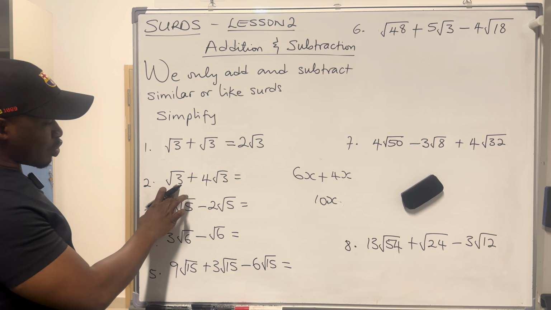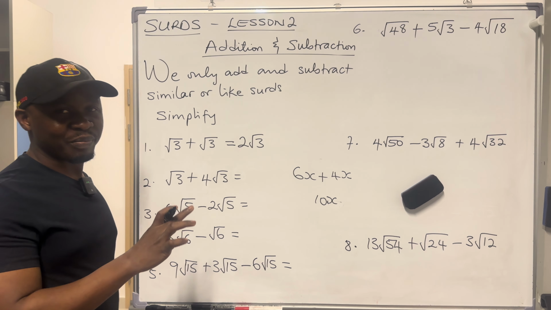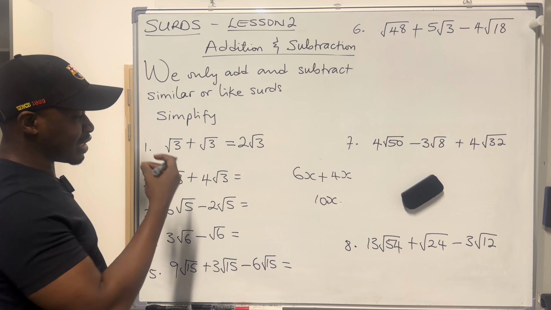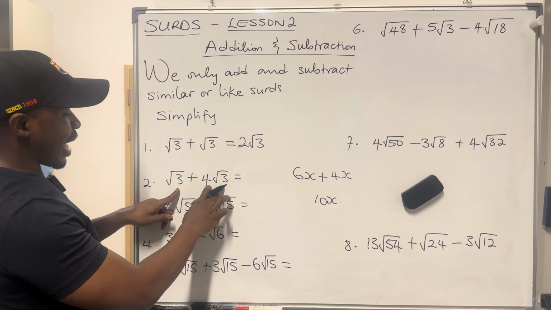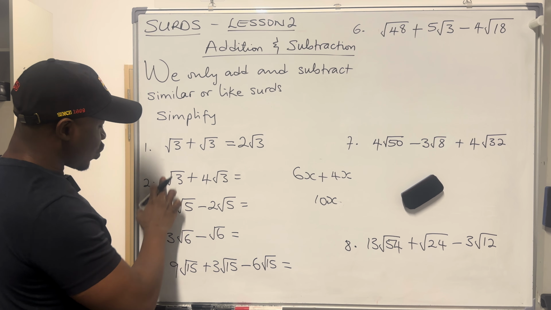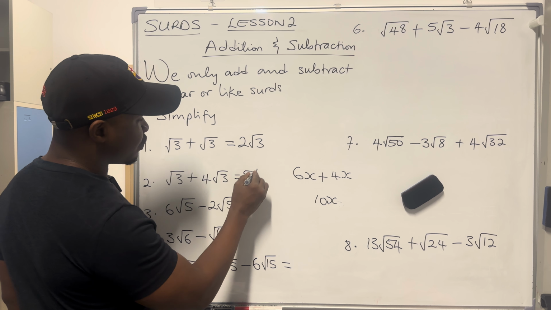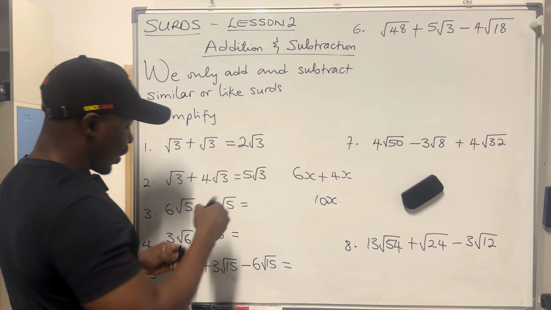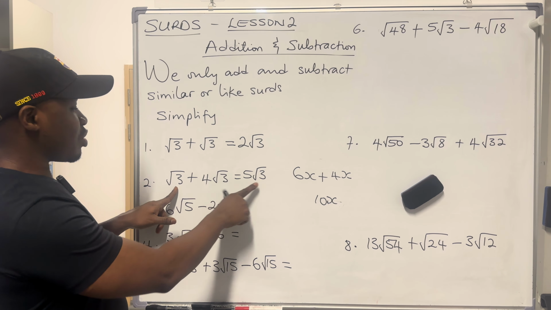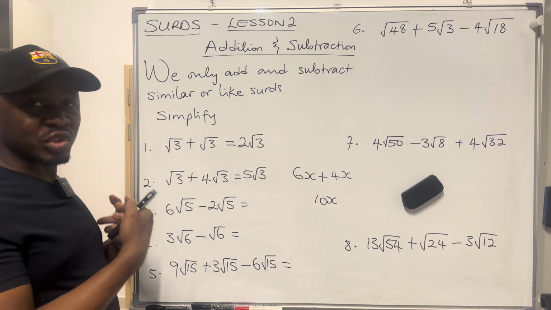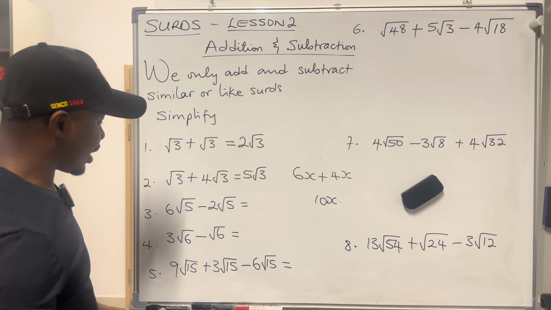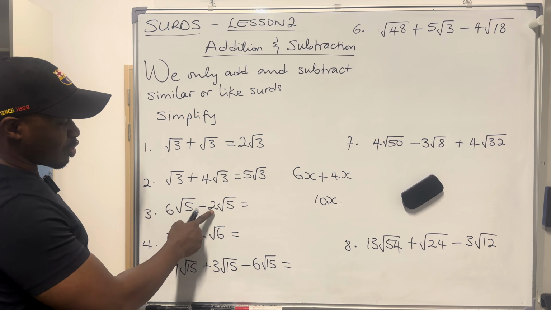Here again, root 3, that is our concern as to whether the surds are alike. If the surds are similar, yes, they are alike. So we can add them. So here we have 1, here we have 4. So 1 plus 4 is 5, 5 root 3. As long as you are adding or subtracting surds that are the same, you only take 1. Then you add or you subtract what we have in front of them. Is that understood?